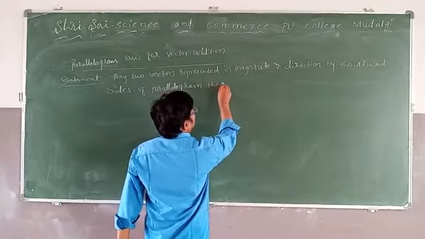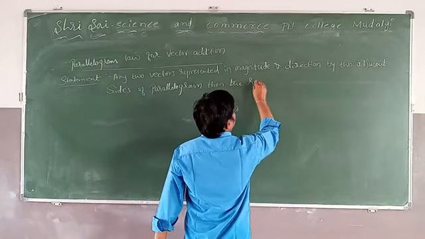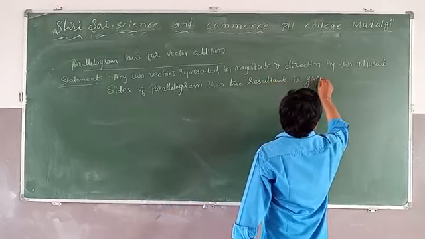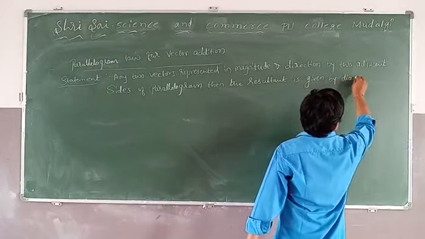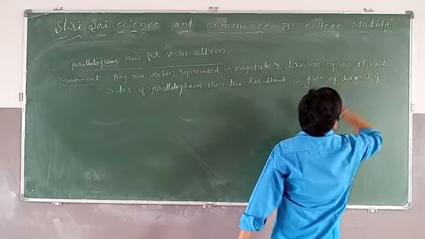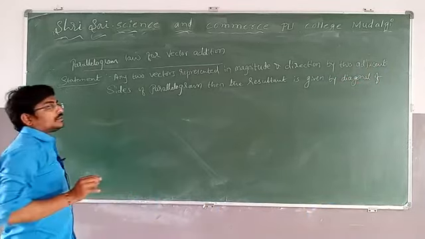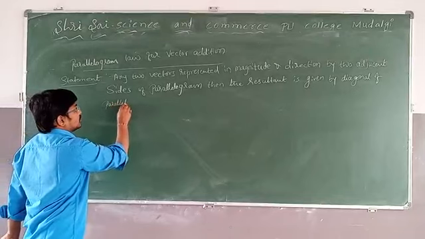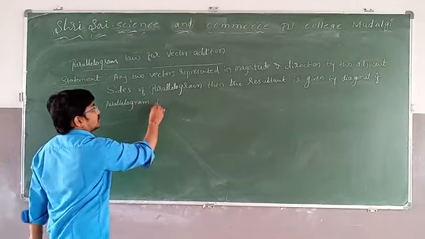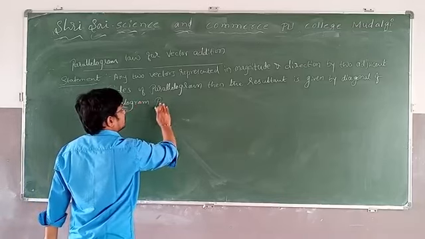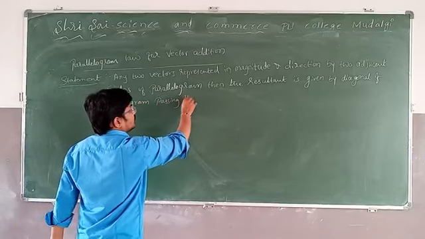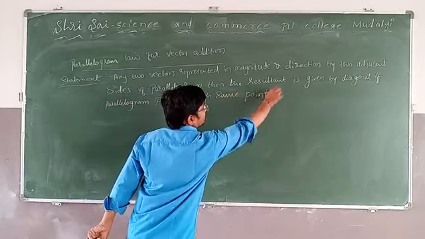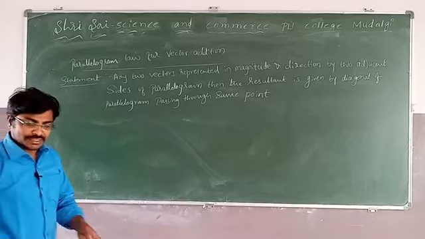Then the resultant is given by the diagonal of the parallelogram passing through the same point. See how it is. This was very interesting.